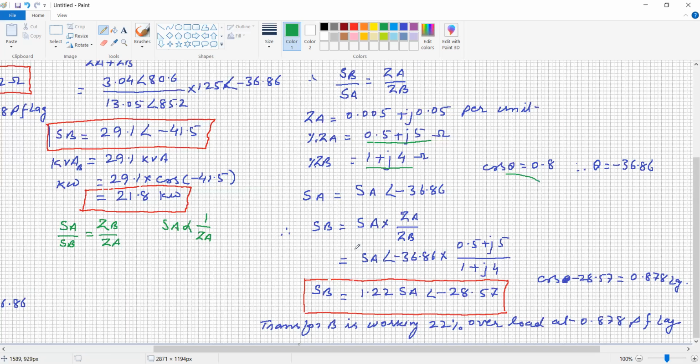Okay, and here the transformer ratio is 1/4. So therefore, because of the difference in the resistance to reactance ratio, the two transformers will share a different load even though they have the same capacity. Okay.